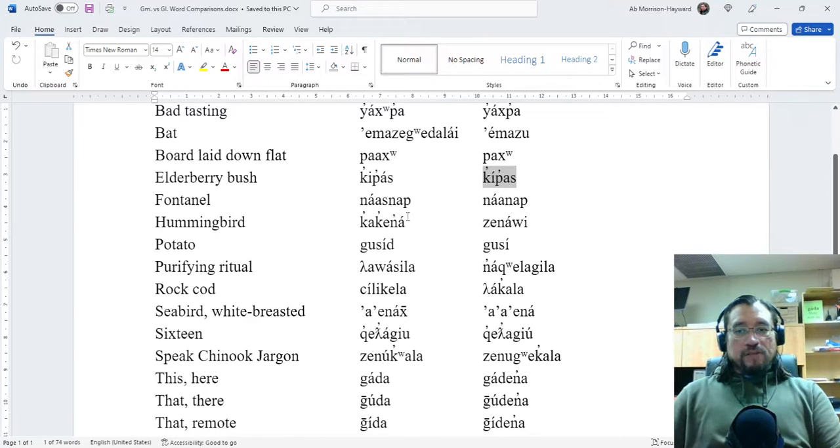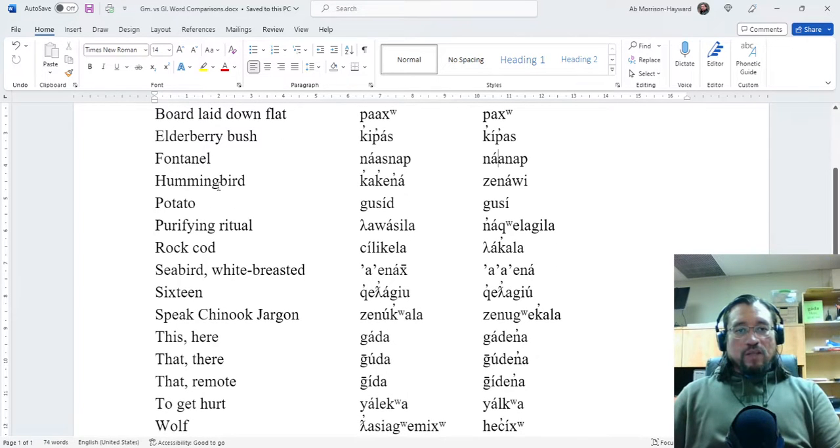The next word means fontanel. I'm not sure if I'm saying that right. It's basically the soft spot on top of a baby's head. And in xaisla, it's na-snap. In xenaksiala, it's na-nap. So the difference is there's an S after na in the xaisla version, no S in the xenaksiala version.